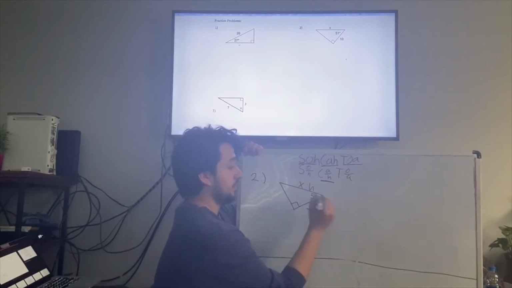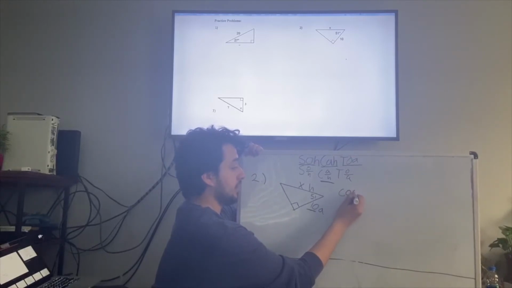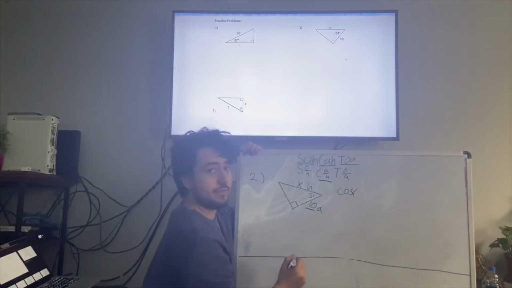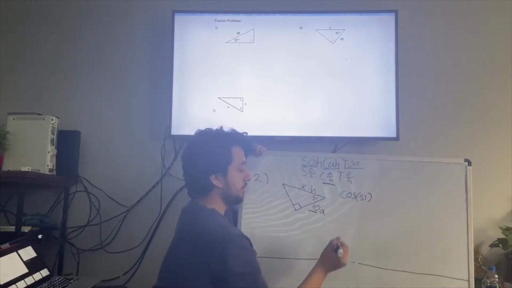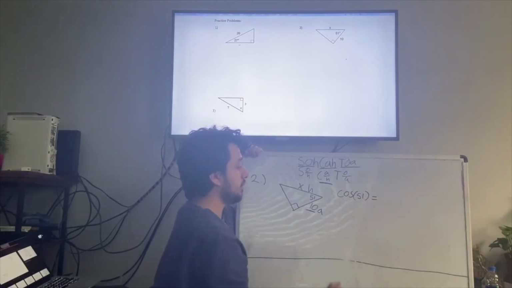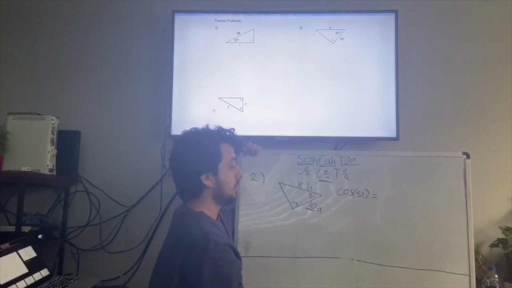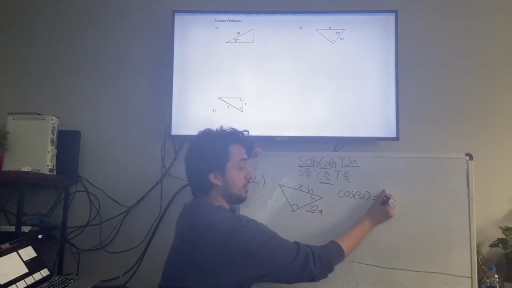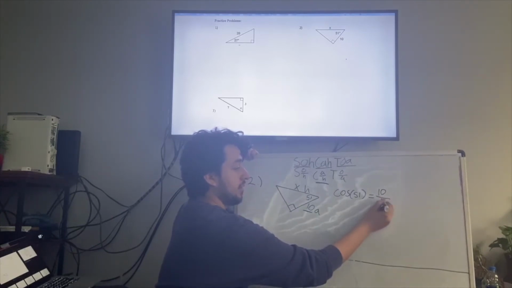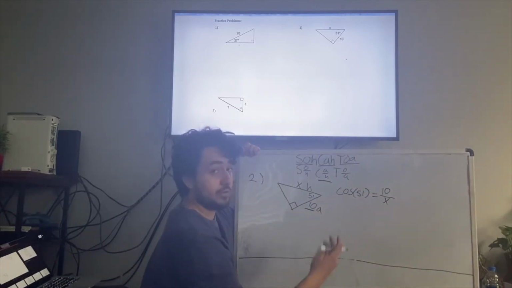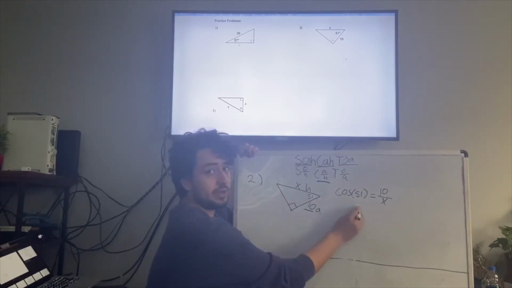So cosine of 51 is equal to your adjacent value on top over your hypotenuse. And from there you could solve. Try solving that on your own.